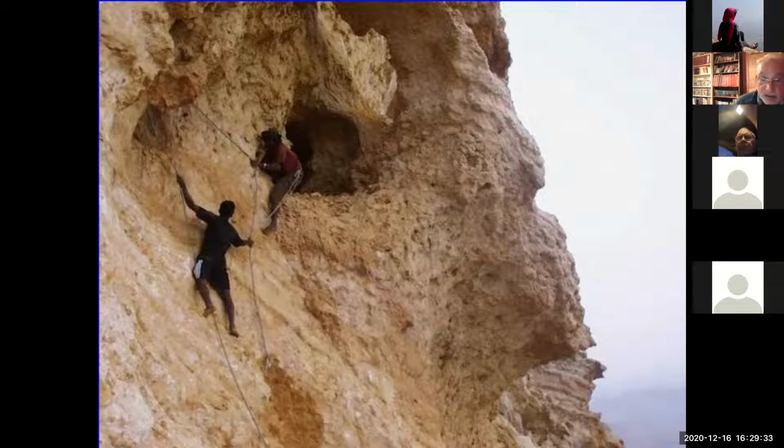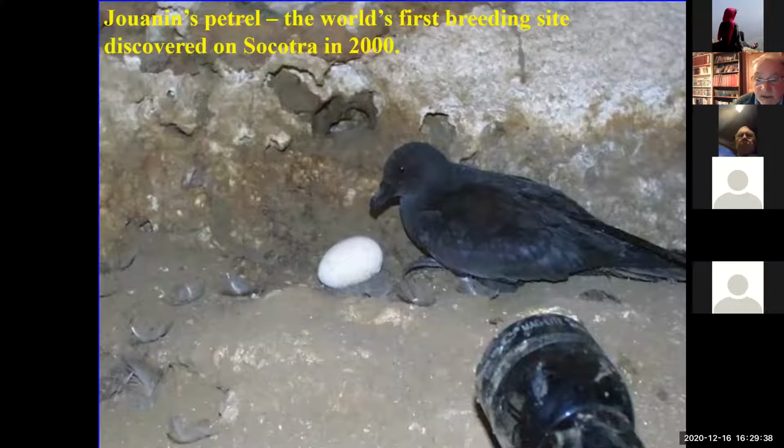And so up they went, and my friend Ahmed Said passed up a camera, and they took this photograph of the Jouanin's petrel with its egg, the only photograph of a Jouanin's petrel and its nest ever taken in the world. You can see from the Maglite torch in front some idea of the size of the bird. So this was discovered by our Socotran friends in 2000, the first breeding site of this seabird.